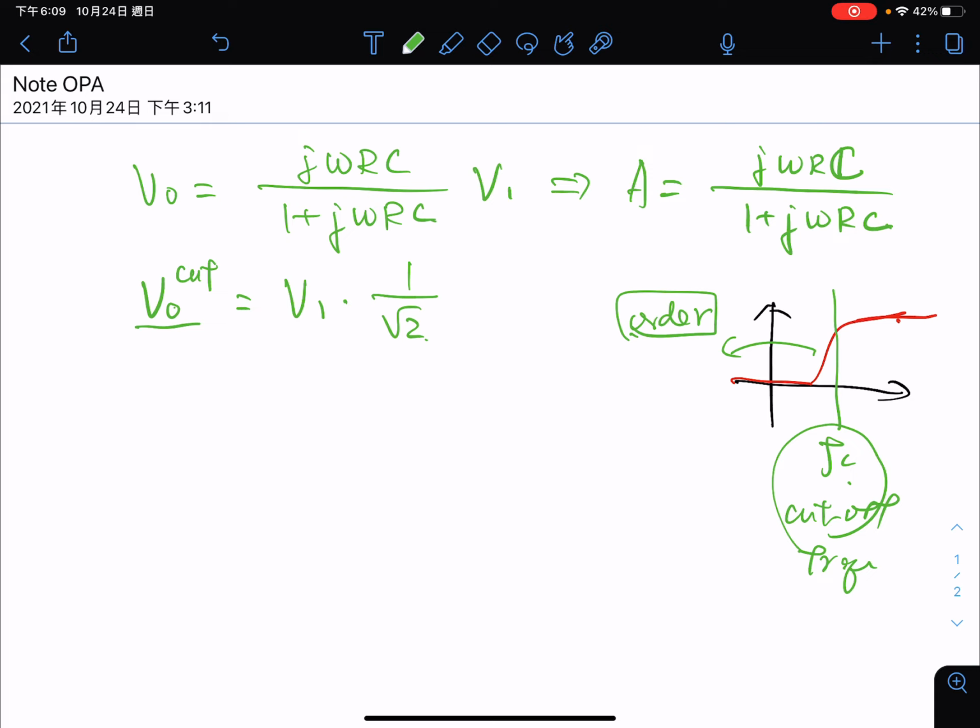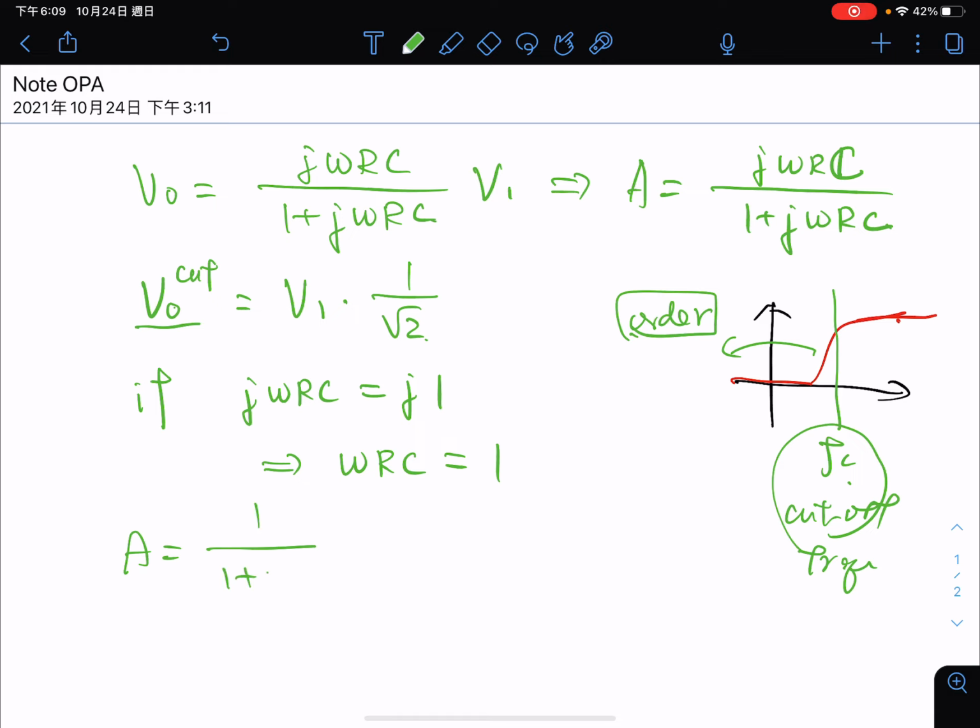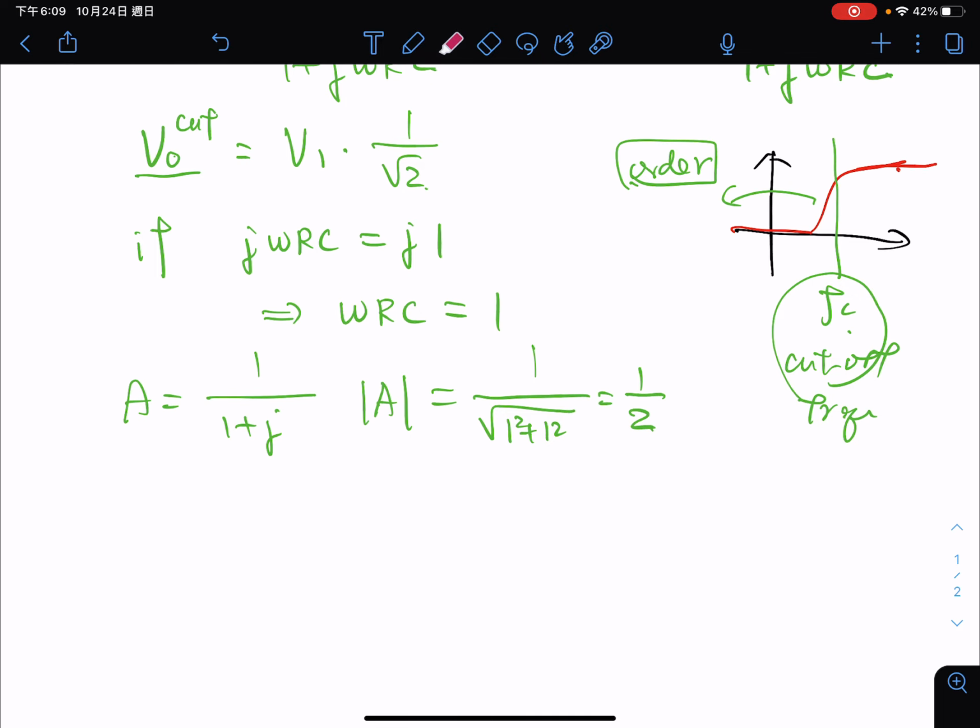So if j omega RC will be equal to j, meaning that the omega RC will be equal to 1, then the A will become 1 over 1 plus j, right? And so the magnitude of the A will be equal to 1 over square root of 1 squared plus 1 squared, which is 1 over square root of 2. So the cutoff frequency happens when omega RC will be equal to 1.